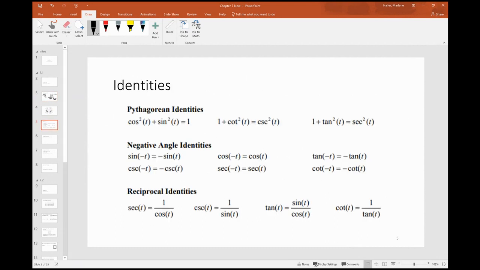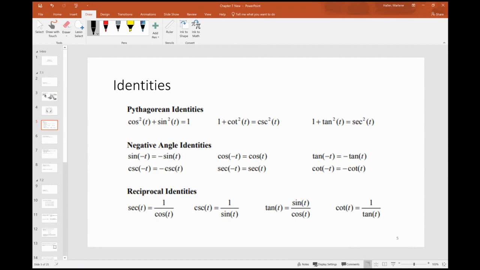Sometimes we need to use identities to solve trig equations, right? It's very hard to solve a trig equation that has multiple trig functions in it. So these identities can help us to rewrite the equation with only one trig function, like only the sine or only the cosine. We usually try to convert equations to sine and cosine. That's a technique that often is helpful.